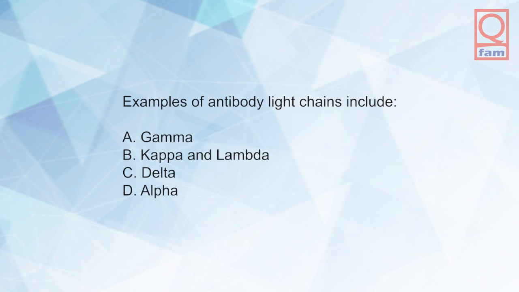Examples of antibody light chains include A. Gamma. B. Kappa and Lambda. C. Delta. D. Alpha. The answer is B. Kappa and Lambda.